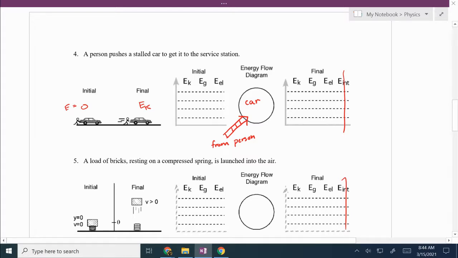So at the end, we know that the car is moving. Again, the car is not up high. There's no spring, so no gravitational or elastic energy there.